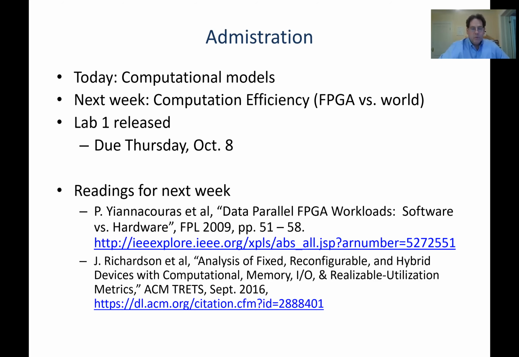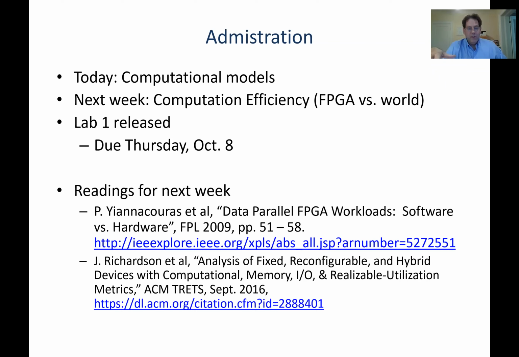Let's see, so as usual, there are readings, so you can submit questionnaires on these. For next week, there are two. One is basically a comparison of software versus hardware. So how efficient is a processor versus direct hardware execution? So that kind of fits into the theme of next week, where we're looking at how efficient are FPGAs for different kinds of computations. Part of the answer to that is, well, how efficient are CPUs? Because they're the other programmable platform that you're often going to be considering.